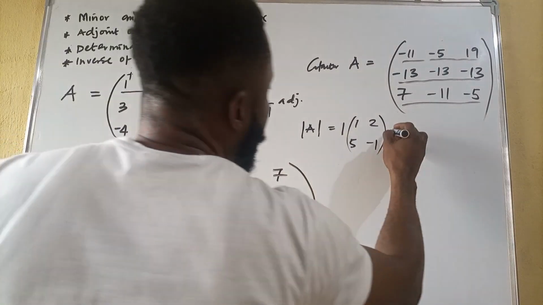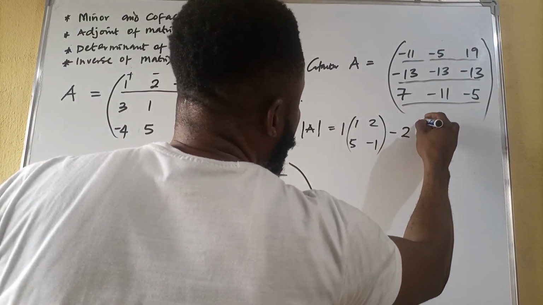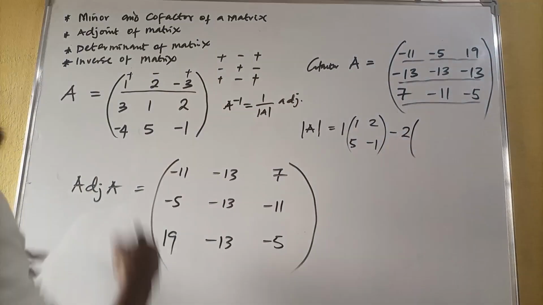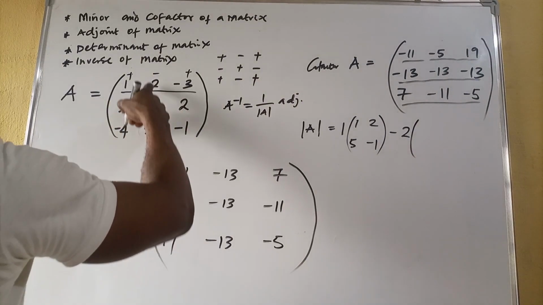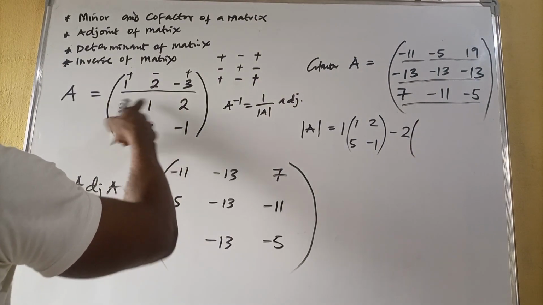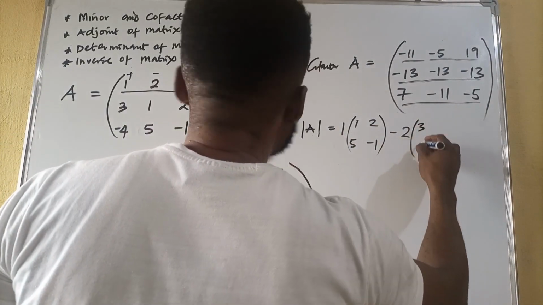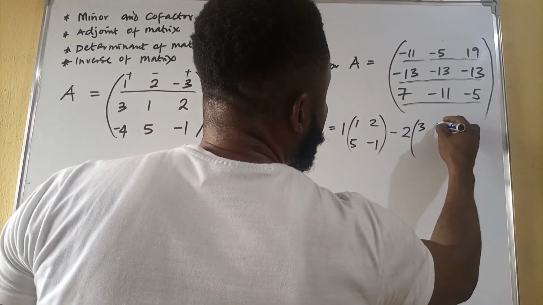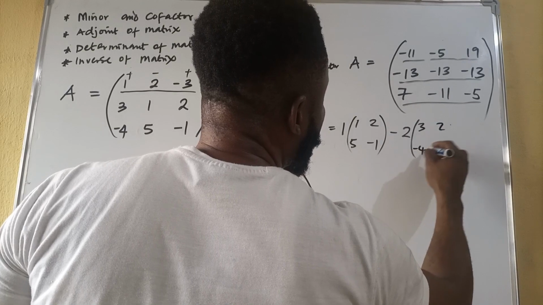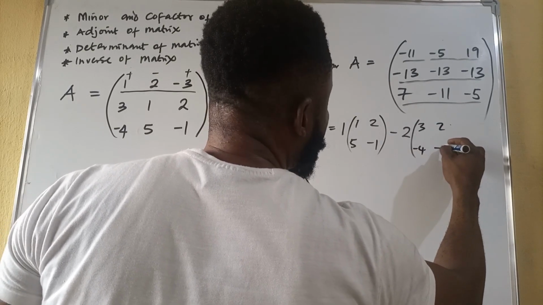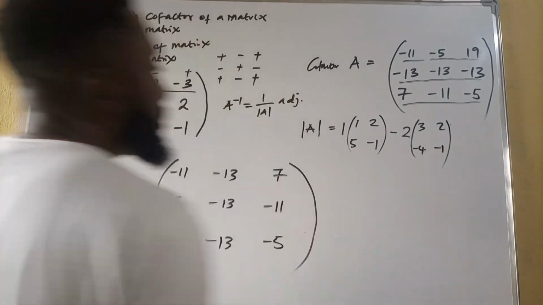If I pick the next one, we are still using our sign convention plus, minus, plus, so this is going to be minus. I'm picking 2. The 2 will come in front here. So I am going to delete the row of 2 and the column of 2. I have 3, 2, -4, and -1.